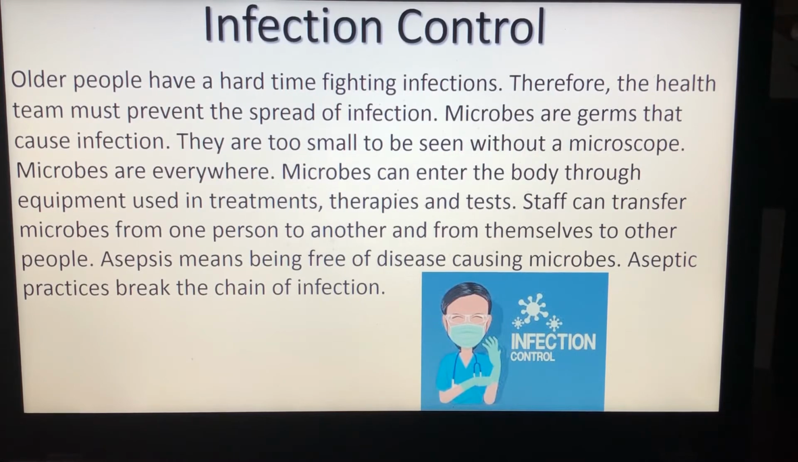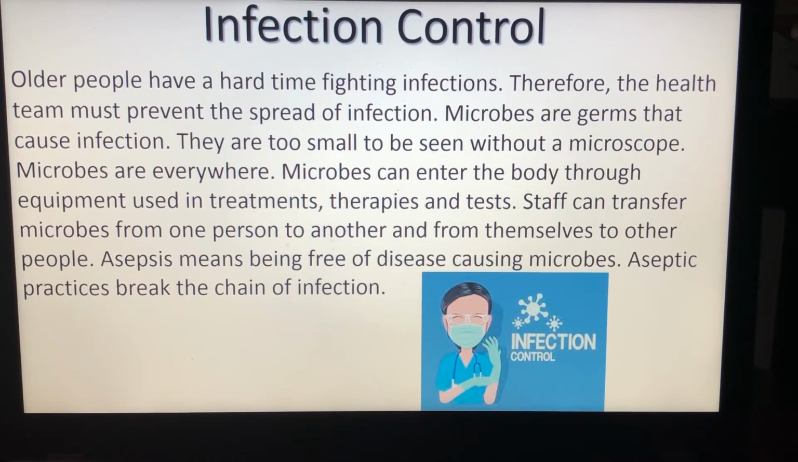The next big section I want to talk about is infection control. Now more than ever, we are talking about hand hygiene. We're talking about making sure that we're doing clean technique as best we can because of what's going on with COVID-19. But infection control is always important. Older people have a hard time fighting infections. So it's our job as health team professionals to prevent the spread of infection.